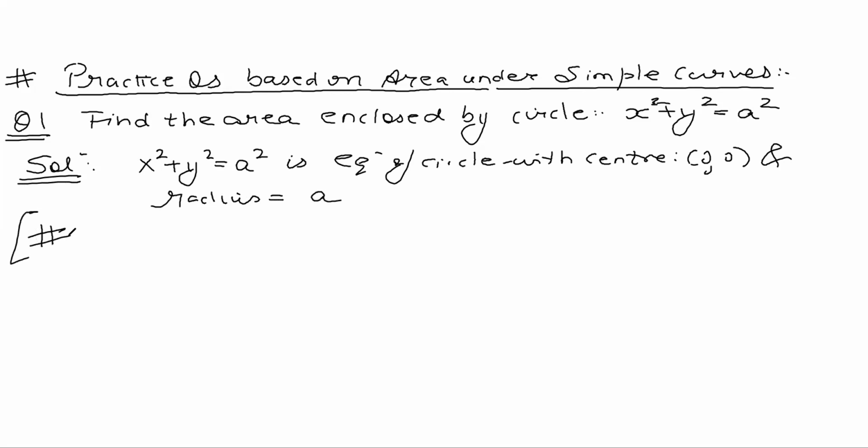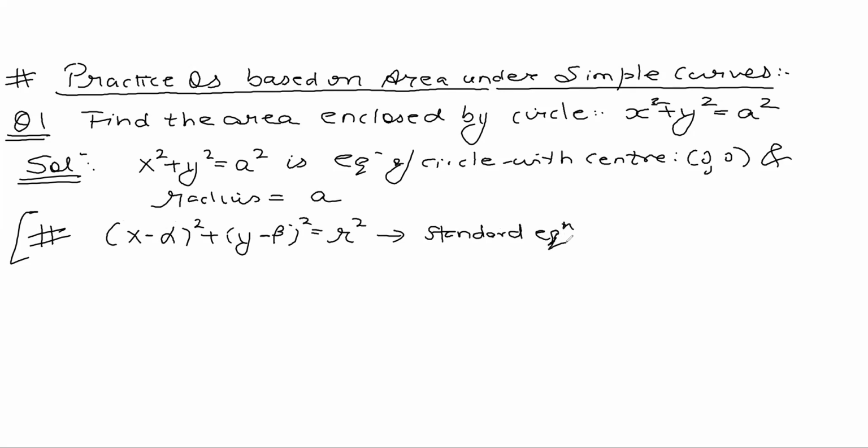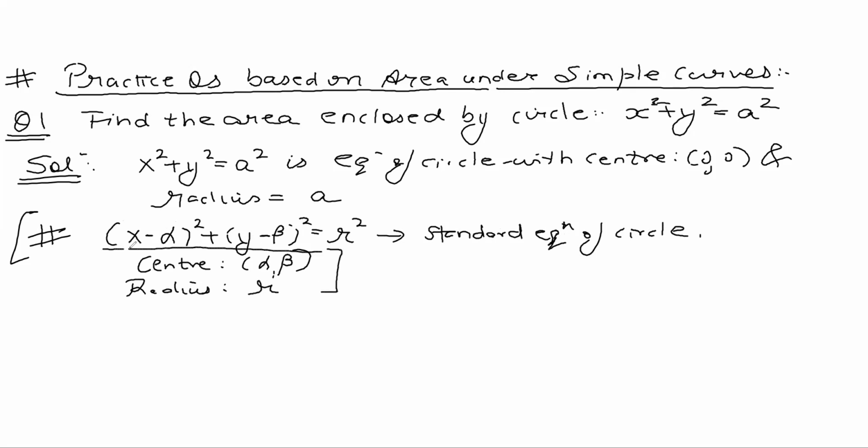From class 11th mathematics, you can recall that this is the equation of a circle. X minus alpha square plus y minus beta square equal to r square is the standard equation of a circle. You can recall this from class 11th mathematics chapter conic sections. Okay, the center of this circle is alpha comma beta and the radius of this circle is r. So if I compare this with this, the center is at the origin 0, 0 and the radius is a.